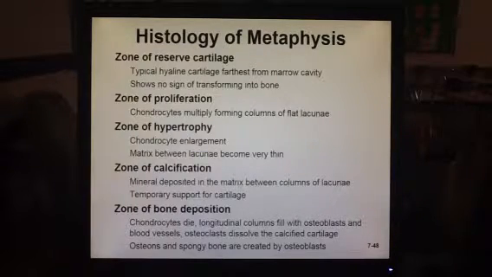And then in the next zone, and we're moving down, the zone of calcification is where the mineral is deposited in the matrix, and that is temporary support for the cartilage. But then finally, in the bottom layer or zone, the chondrocytes are dying, and those columns fill with the osteoblasts and blood vessels. So this is where the cartilage is technically calcified, and osteons and spongy bone are created.